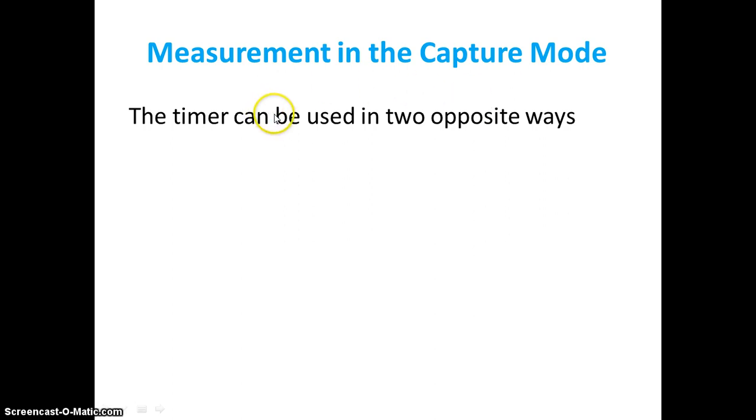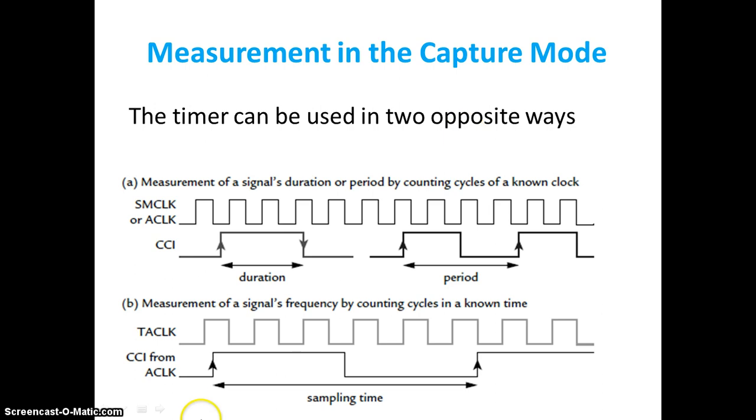Davis. The timer can be used in two opposite ways. The first way: measurement of signal duration or period by counting the cycles of a known clock. As you all know, I can have an ACLK or an SMCLK for a timer block, and it is going to be running. Suppose I want to know the duration or pulse width of a signal. This is the signal I want to know the duration of. In which configuration should I configure it? If I want to know this duration, there is a capture on a rising edge and a falling edge. That's why my CM bits should be in a 1-1 configuration.